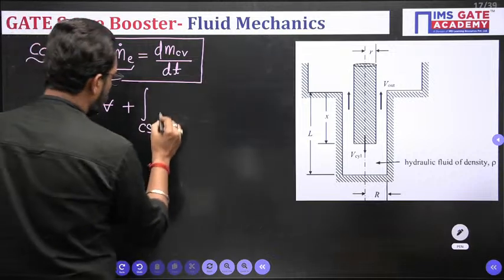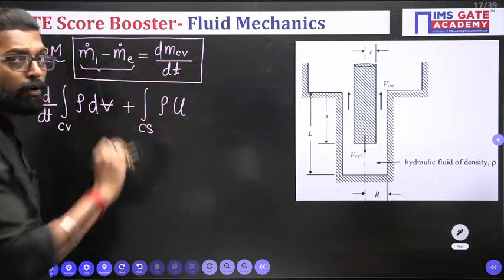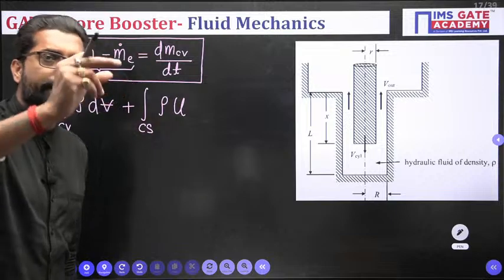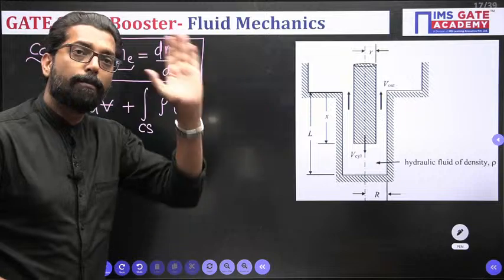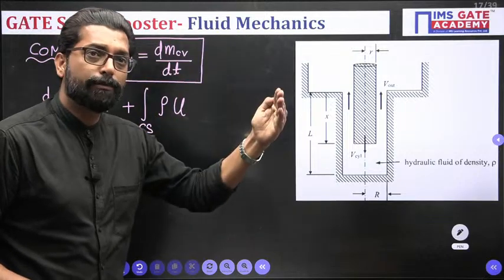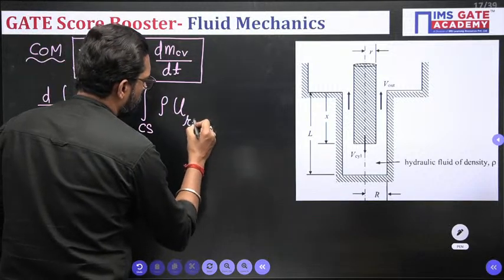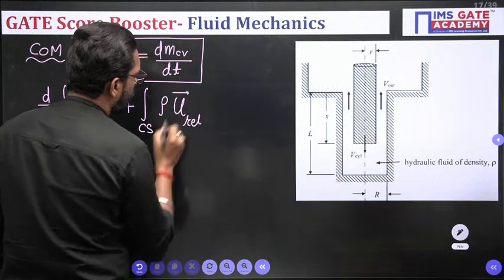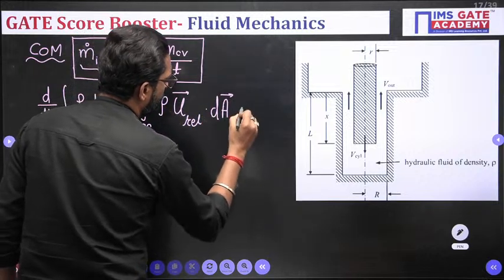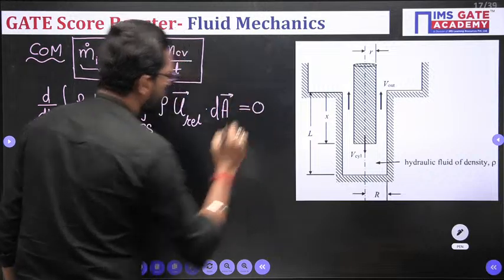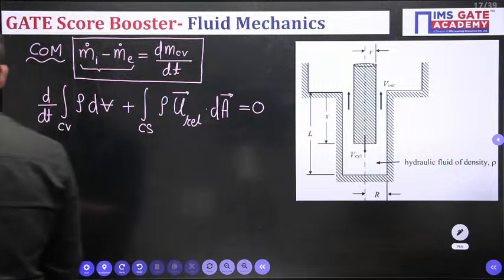So for the control surface, density, there must be a relative velocity. Why? Because the fluid will move in or out, either the boundary is static or the boundary is moving. If the boundary is moving and the fluid is also moving, there must be a relative velocity concept. Velocity relative into the area dA. This is equal to 0. This is your continuity, the integral form of this equation.